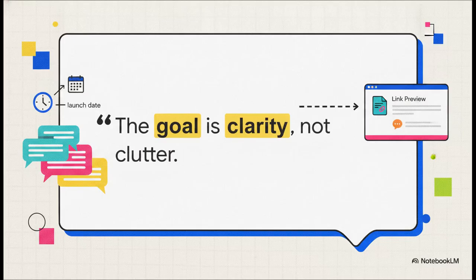And this brings us to a golden rule. The goal is clarity, not clutter. If a key decision about a launch date happened in a Slack thread, don't just paste a plain link to the channel.